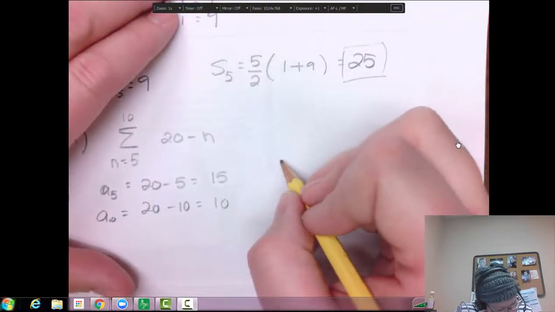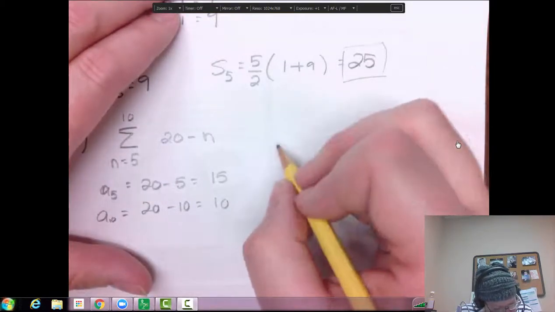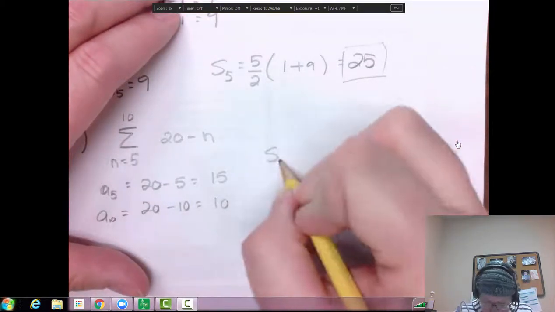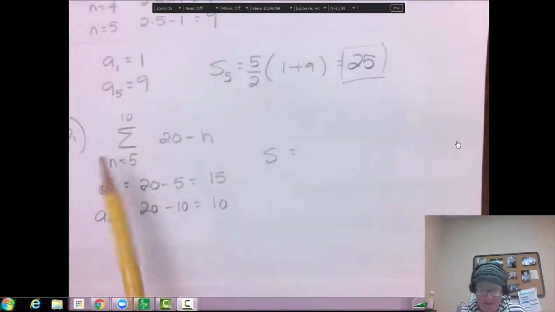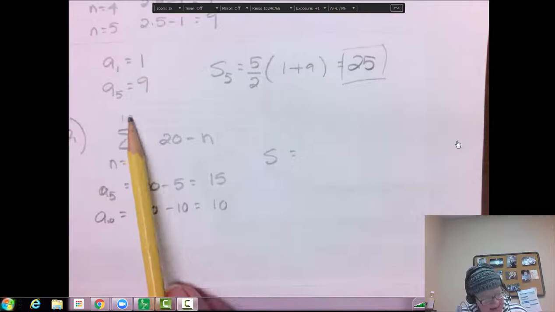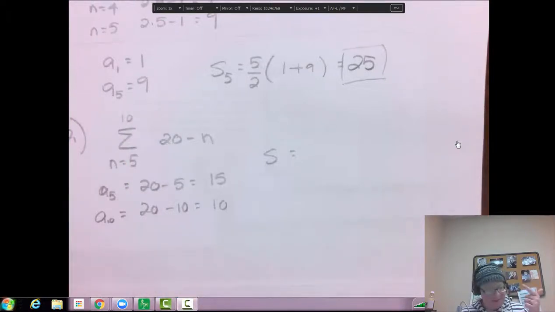And then you use your formula of S sub n, well, here's where it's a little tricky. How many terms do I have if I go from 5 to 10? I have 5, 6, 7, 8, 9, 10. So I have 6 terms.